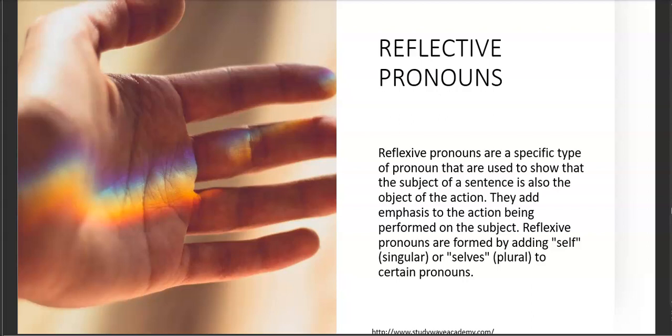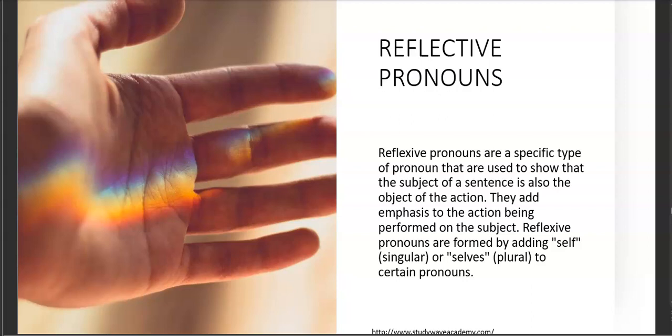So with the reflexive pronouns, these are a specific type of pronouns that are used to show that the subject of the sentence is also the object of the action. Okay, so they just show emphasis. It's very simple. With the reflexive pronouns, they show emphasis. Okay, so they just show that an action is being done by something and not other things. So the action is being performed or being done by someone or something by themselves.